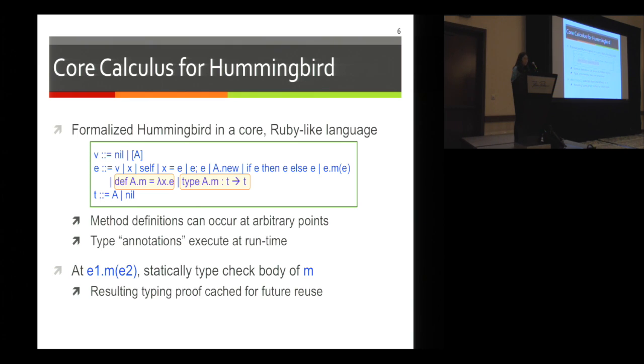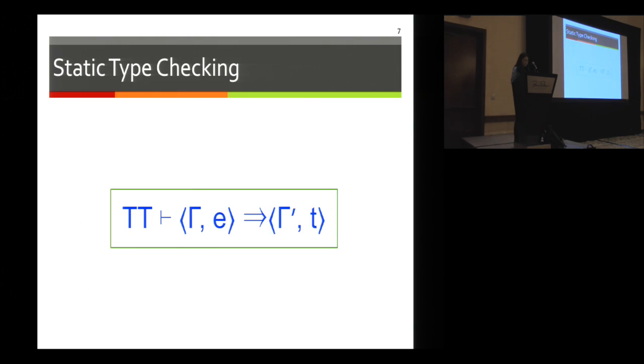Our second novel expression, which can also execute at runtime. So when we have a function application, we statically type check the body of the method, and we cache the resulting type check proof for future reuse.